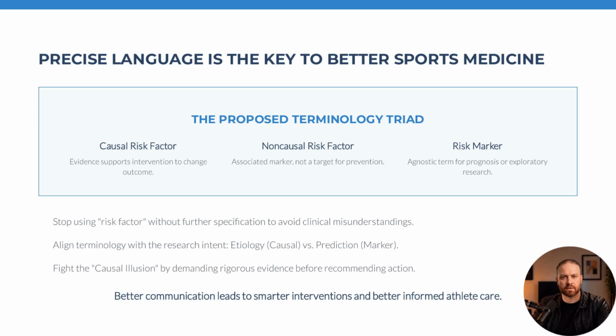To summarize, not all risk factors are causes, and confusing association with causation can lead to ineffective decisions in sports practice. Using precise language helps us make better choices, design better interventions, and improve athlete care.